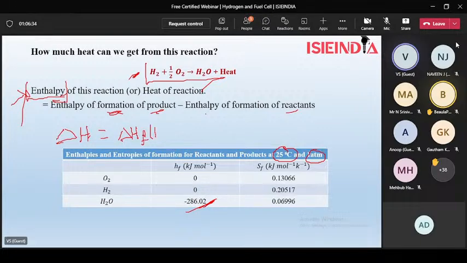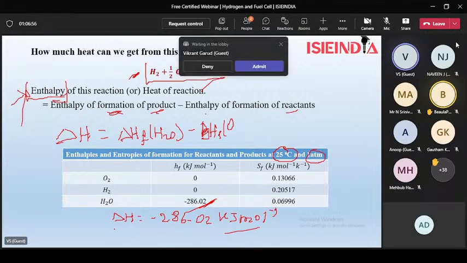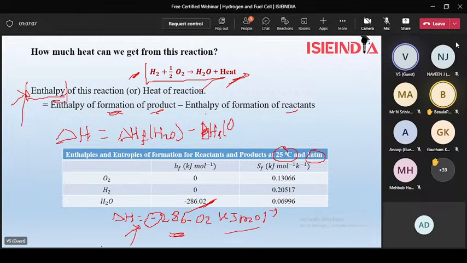Del HF of H2O, minus the enthalpy of formation of O2, which is 0. So simply we can see that del H is minus 286.2 kilojoule per mole. So that is the total amount of heat being released in this reaction, and the negative sign indicates that it's an exothermic reaction in which heat is being released. So now coming to the next slide.